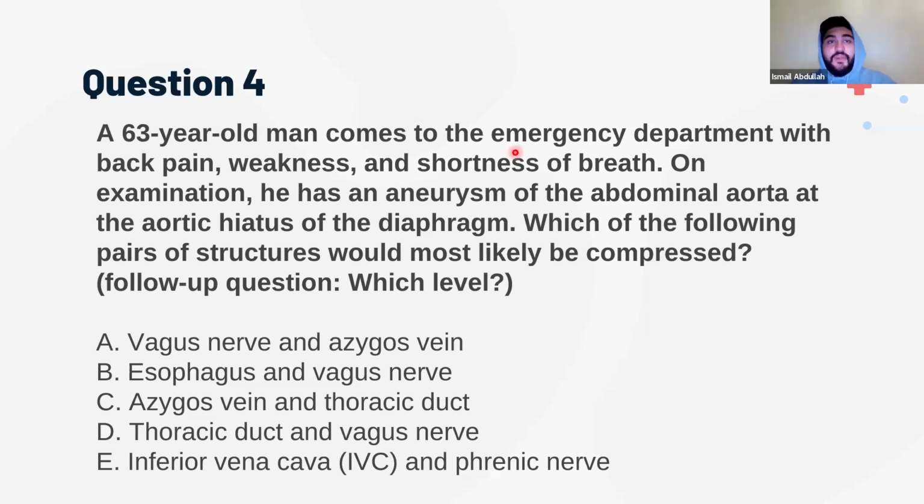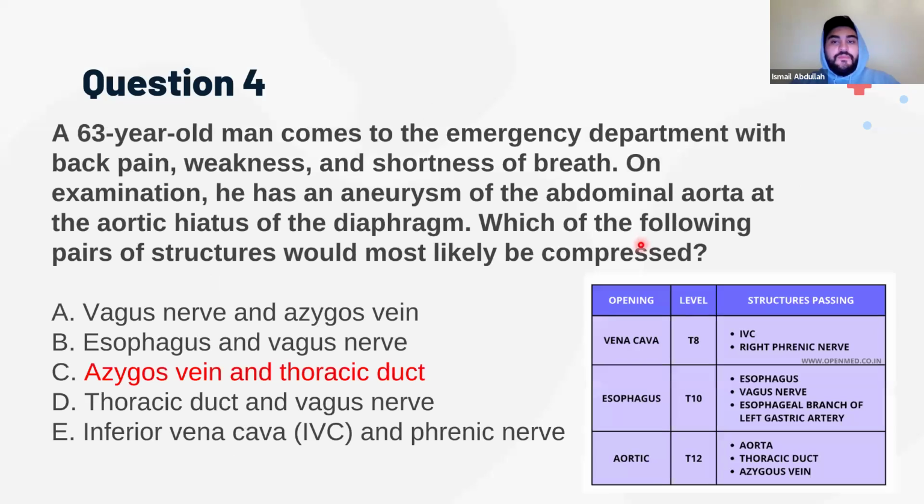Yep, at T12. Okay. So these are the structures, these are the different openings. The vena cava, the inferior vena cava, opens at T8 and it passes the inferior vena cava and the right phrenic nerve. The esophageal hiatus is at T10, and through it pass the vagus nerve, some esophageal vessels, and the esophagus itself. And at T12, you have the aorta, and passing through it are the aorta, the thoracic duct, and the azygos vein.